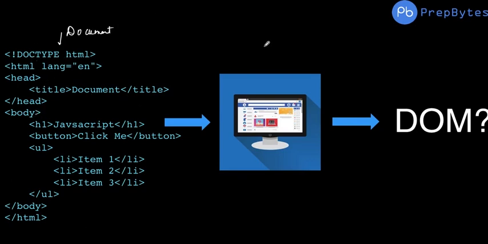Now another representation is that when it gets rendered on the browser. Obviously this beautiful site it is not going to make. This particular code will be a very plain site, we will see that. But what happens is that after it is rendered on the browser, this DOM is also created. How does DOM look like?